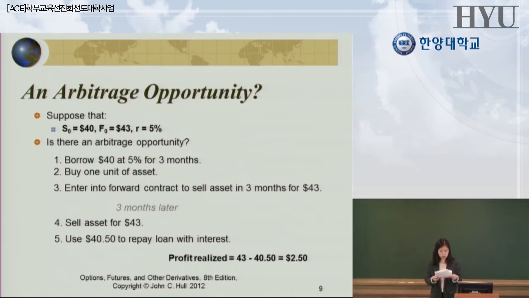3 months later, sell the asset for $43 and use $40.5 to repay the loan with interest. As a result, the profit realized is $2.5.